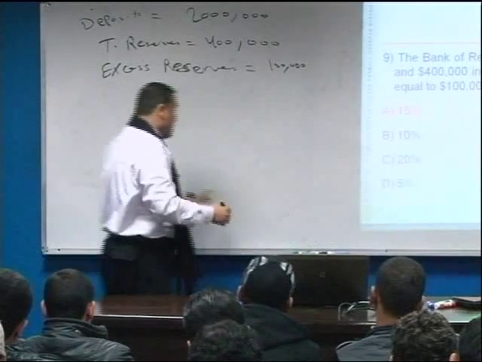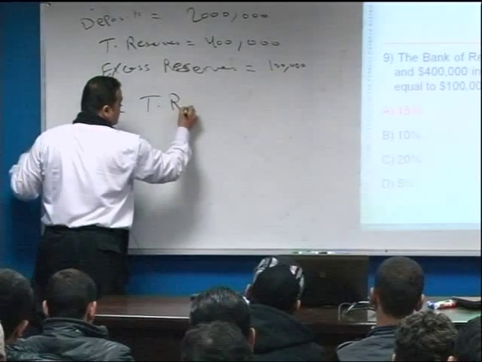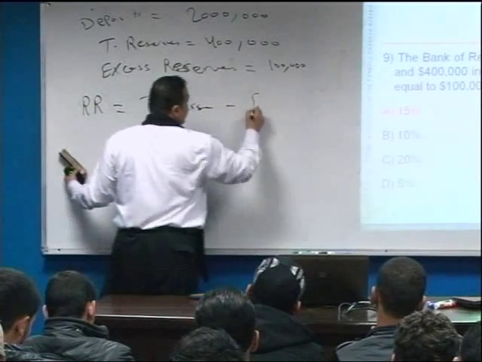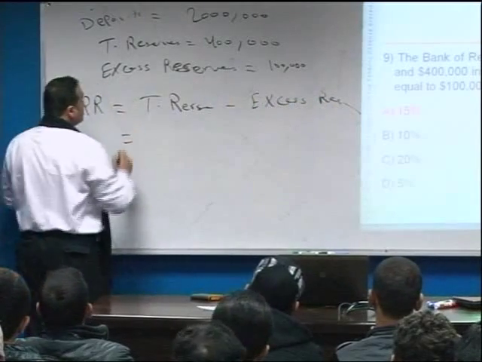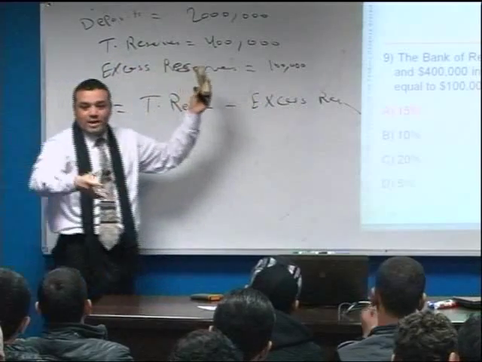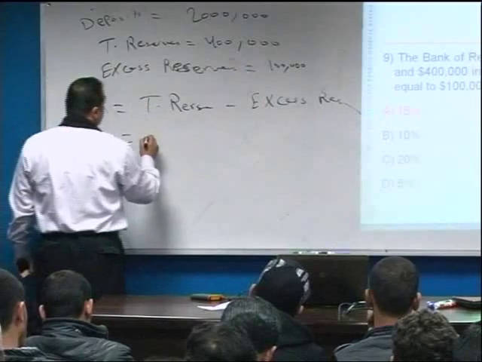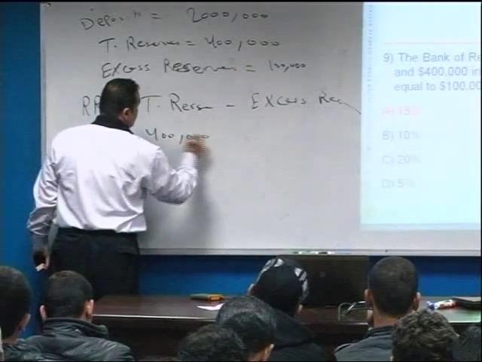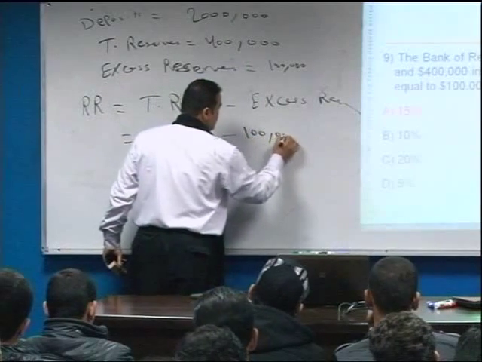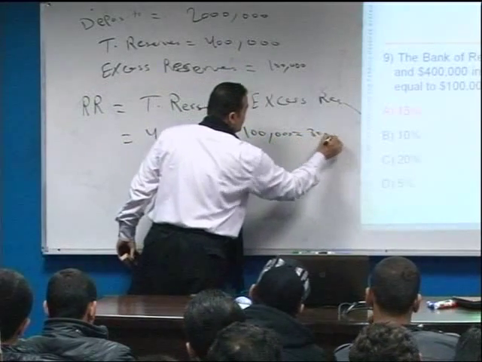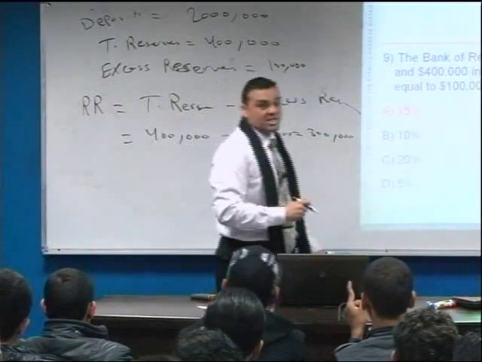Right? Required reserve, what does it equal? Total reserves minus excess reserves. When I say "reserves," I understand it means total reserves. Okay, so how much are the reserves? $400,000 minus excess reserves 100,000 equals $300,000. So how much is the required reserve ratio, Abu Jazar?